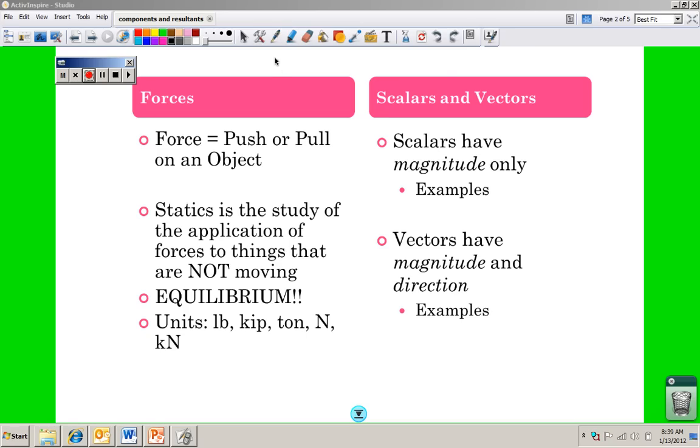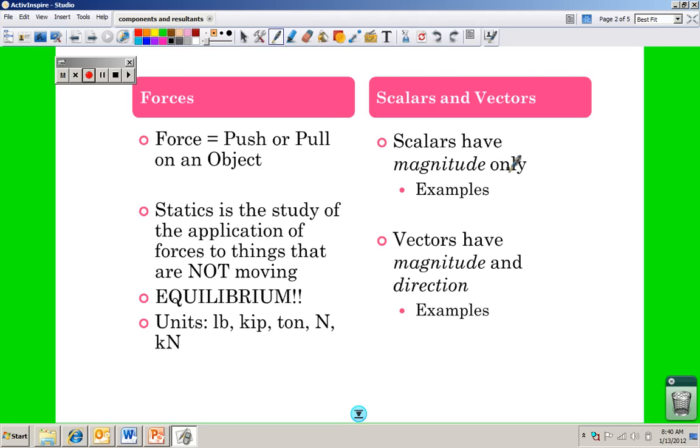So we're talking about Chapter 2, forces. A force is the same definition you've used your whole life, a push or a pull. So the force of gravity, if you push a toy car, those kinds of things are all types of forces, okay? So statics is the study of things that are not moving, which is convenient for us. So everything we consider to be in equilibrium. Forces have units of pounds, kips, tons, newtons, and kilonewtons commonly. A kip, if you've never heard of it, is 1,000 pounds.